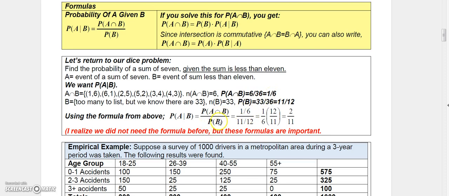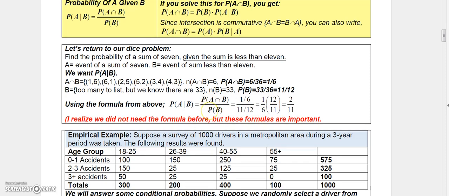And now the probability of B would be the probability of getting a sum less than 11. Well, there's too many to list, but we know there's 33 that are less than 11. So the probability of B would be 33 out of 36, which is 11 out of 12. So I'll put that on the bottom. And now if you take 1/6 divided by 11/12, you get 1/6 times 12 over 11, which can be reduced to 2/11. Now, I realize we didn't need the formula before, but these formulas are actually important.